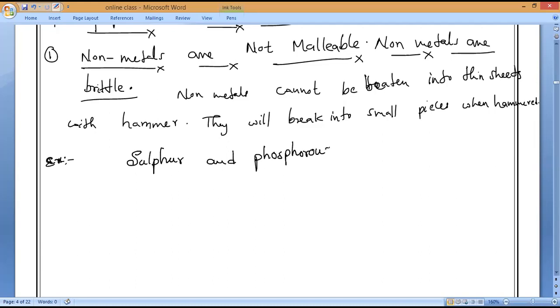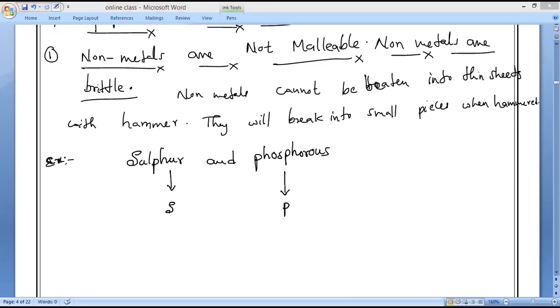The symbol of sulfur is S. The symbol of phosphorus is P. Do you understand, everybody? So sulfur and phosphorus are solid non-metals which are not malleable. They cannot be beaten into thin sheets with a hammer. Is it possible to get thin sheets with them? No. That is what you have to remember.